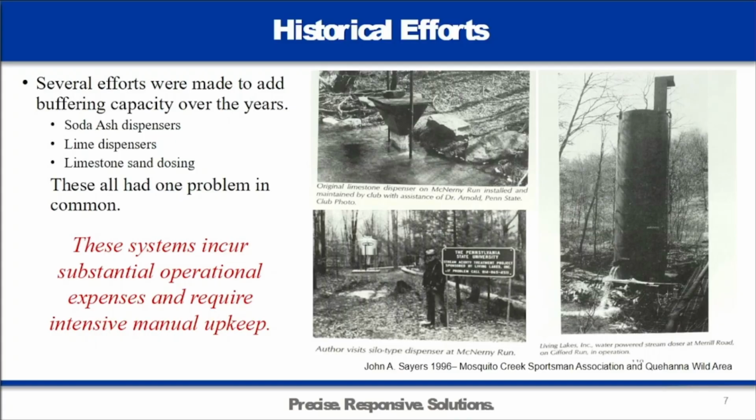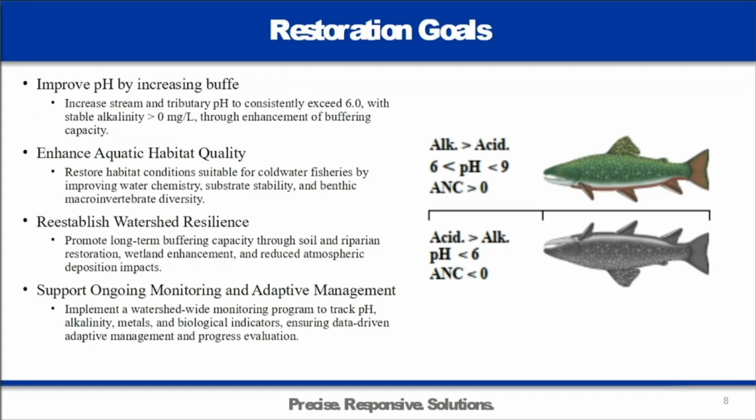It's an ongoing maintenance that you need to do, and it often ends up failing due to that. So what was the goal of the Mosquito Creek restoration plan? So the goal was to reverse damage that had been done and improve water quality throughout the watershed.